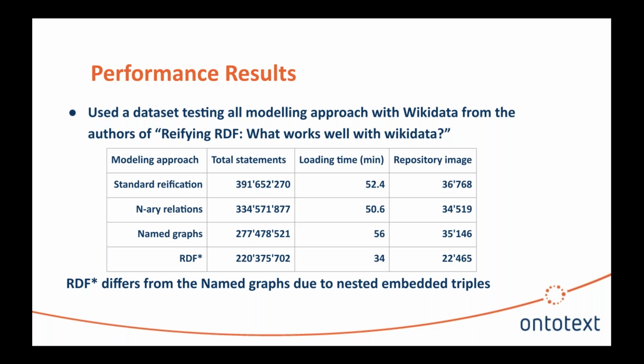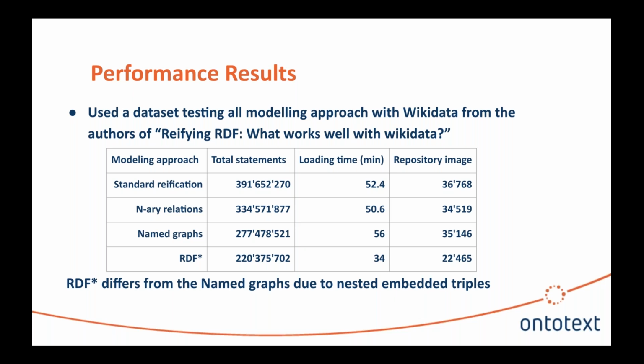This was what they tested. And what we did was take the standard reification and convert it to RDF-star in order to evaluate the performance of RDF-star. As you can see, this subset of Wikidata, which is a snapshot, and I'm very grateful to the authors of the paper for providing it, has about 400 million statements if we model this with standard reification.